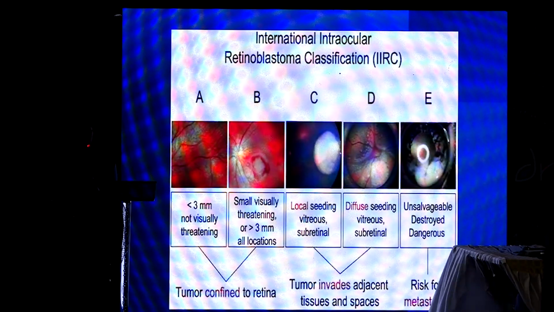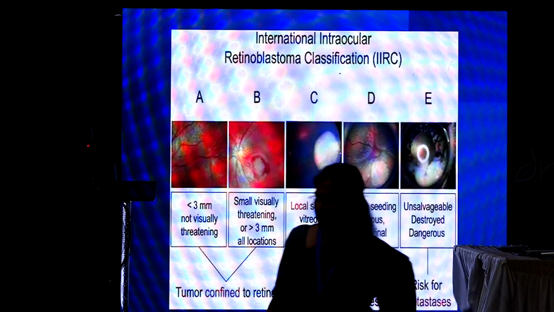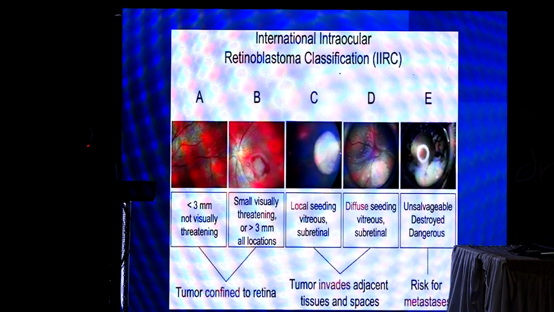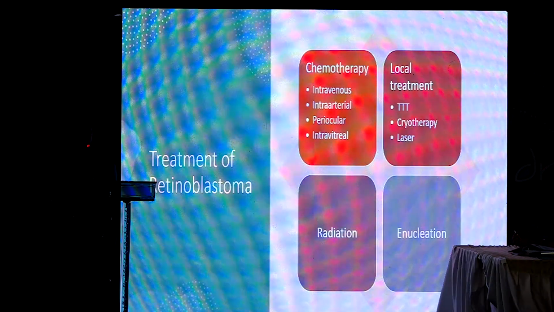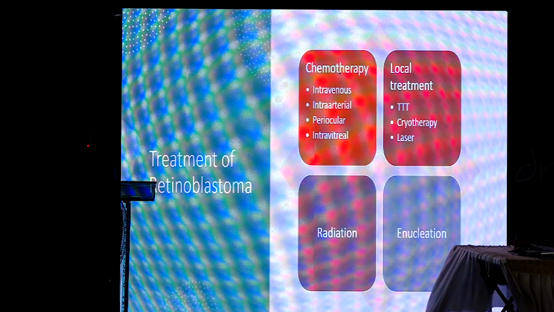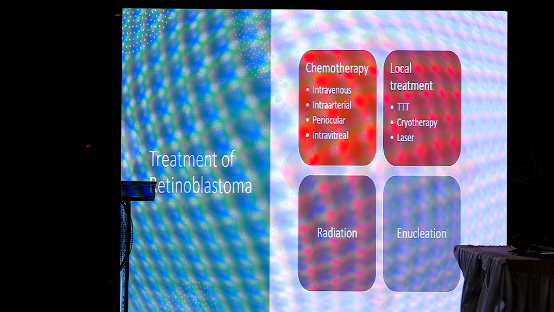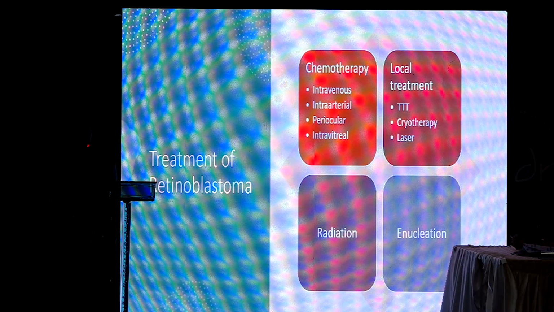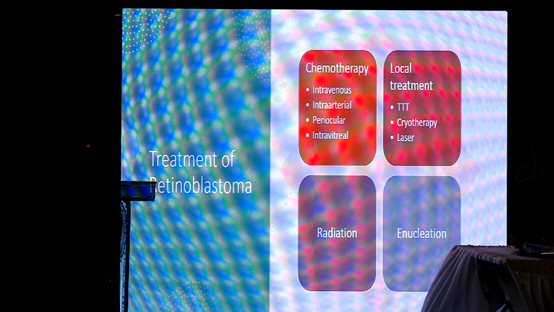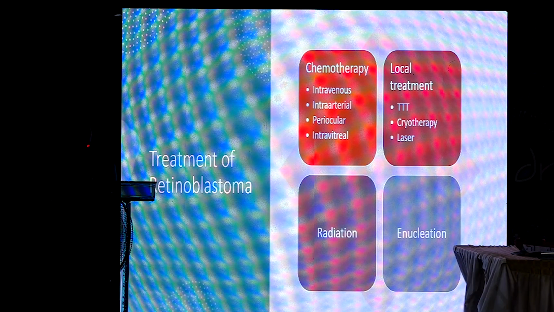These are the international classification groupings we follow: group A, B, C, D and E, and E is the extensively spread form. And when coming to the treatment of retinoblastoma, the major treatment options are chemotherapy and local treatment. Chemotherapy can be by intravenous chemo, intraarterial, periocular and intravitreal. And the local treatment is mainly by transpupillary thermotherapy and cryotherapy. And other options are radiation in the form of EBRT and enucleation.